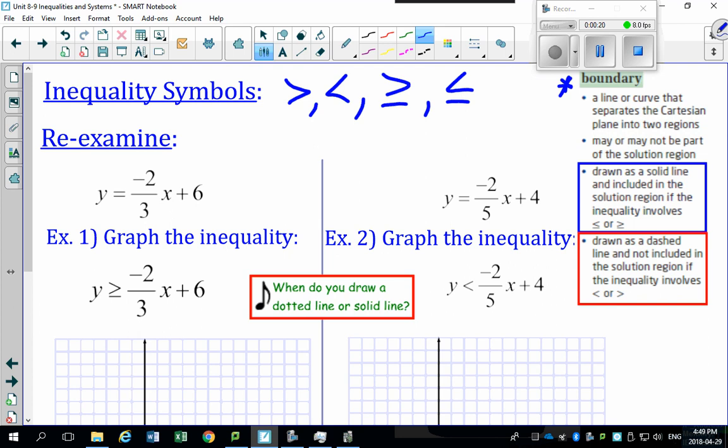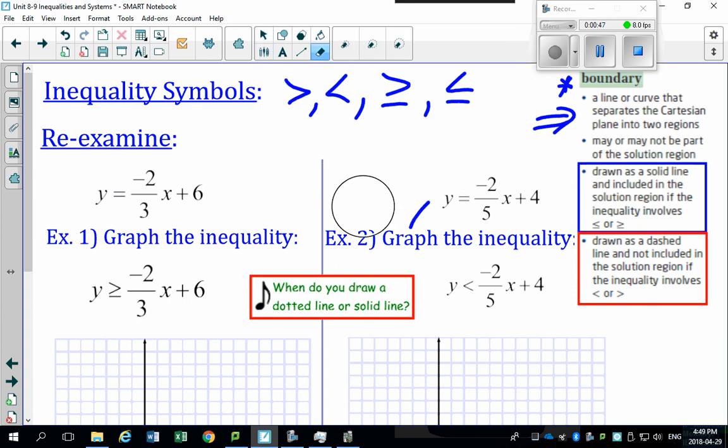And what does a boundary mean? It's a line or curve that separates the Cartesian plane into two regions. What do I mean? Think of this boundary as a fence that breaks up a neighborhood into different properties. In this case, that line here is going to separate the Cartesian plane into this area and this area. Two separate areas, and that's exactly what we're looking for.